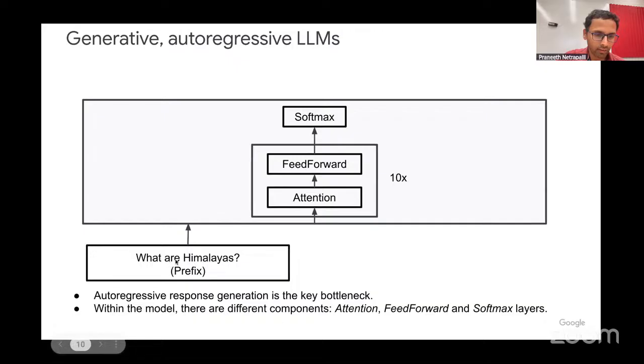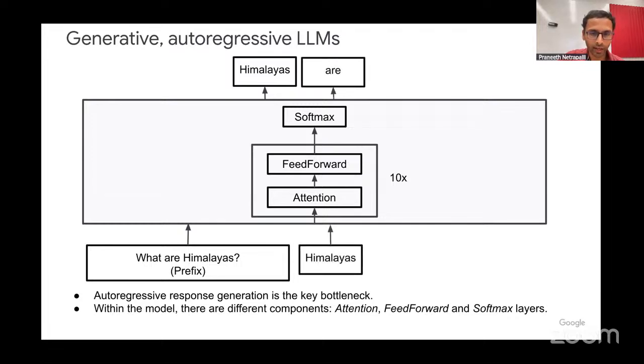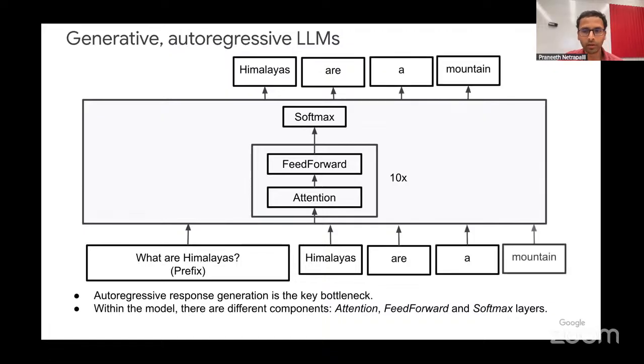What I mean by that is that once we give an input, which is say, what are Himalayas? If this is our query and we give it as a prefix, the model processes all of these using attention, feedforward, and softmax, and then produces the first response token. Then it takes this response token, feeds it as an input, and gives the second output token. It does this sequentially, and this cannot be parallelized because we want the output of the previous step to be fed in as input to the next step.